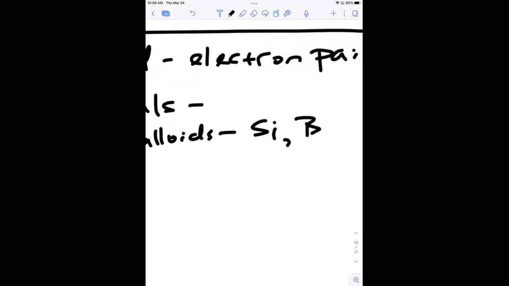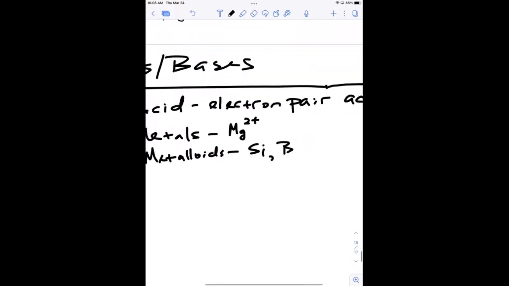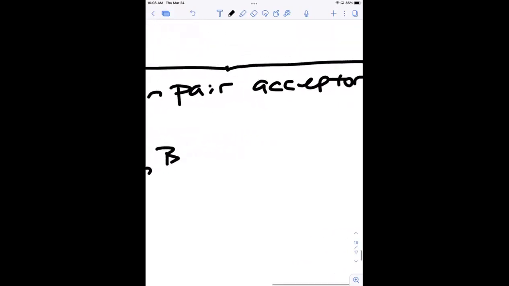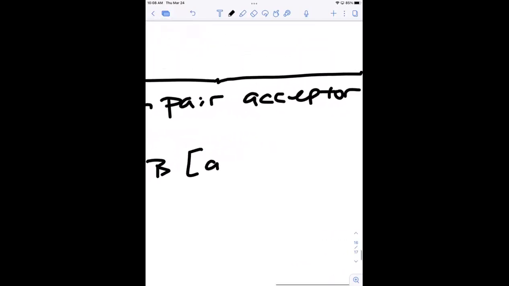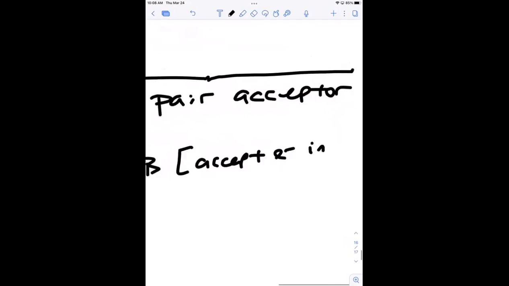When we think about metals, we could think about something like, let's say, magnesium 2+, the ion. So anytime you have an ion like magnesium 2+, that means if it has a +2 charge, it has lost some electrons. So it's capable of accepting a pair of electrons. And metalloids like silicon and boron accept electrons in empty orbitals.